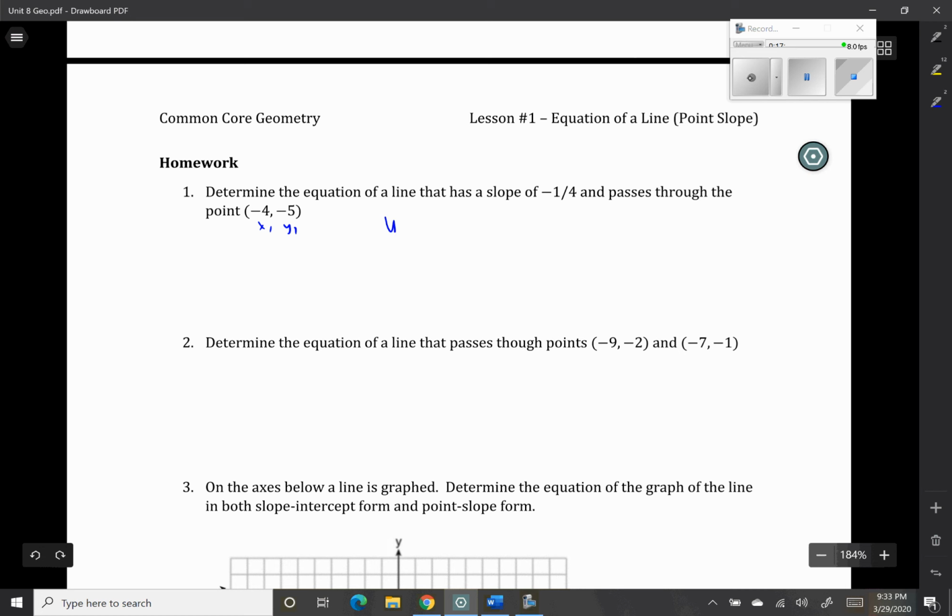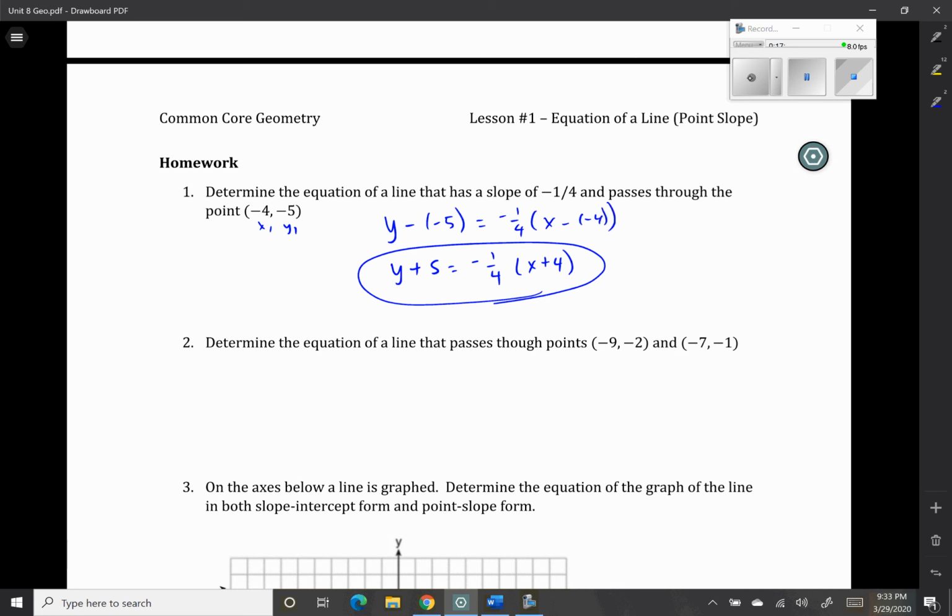So we would say y minus negative 5 is equal to negative 1/4 times x minus negative 4, double negative there. So I have y plus 5 is equal to negative 1/4 times x plus 4. This is perfectly acceptable and done. If you went one step further and solved it for y equals mx plus b, which you could do, you'd wind up getting y plus 5 is equal to negative 1/4 x minus 1, subtract the 5, and you wind up getting y equals negative 1/4 x minus 6. Not necessary, but if you did it, you could check your answer there.